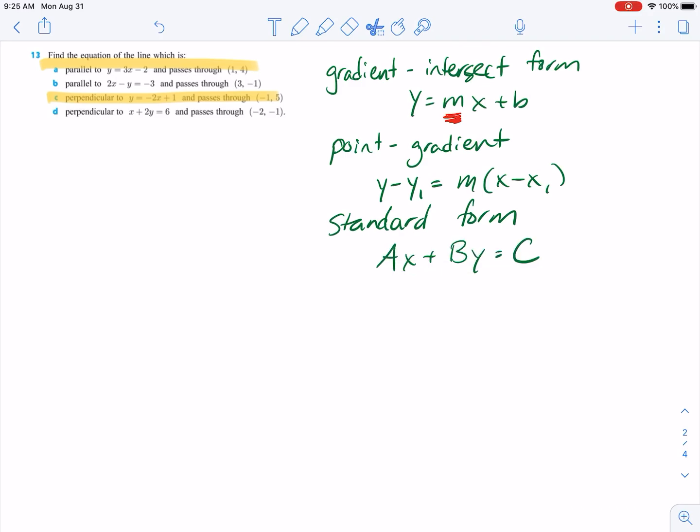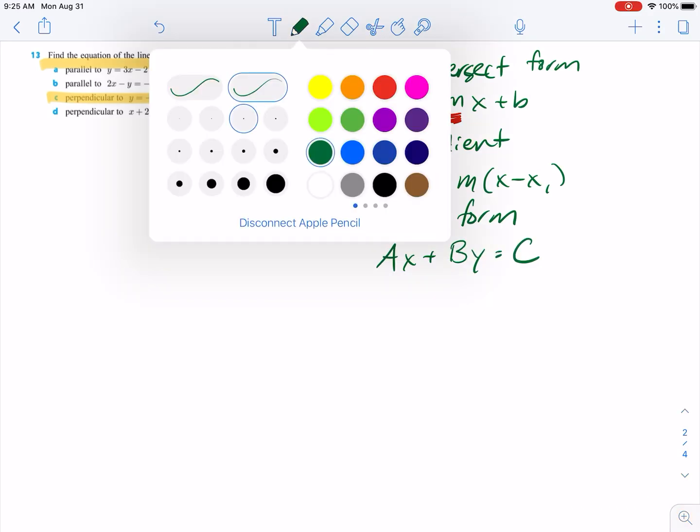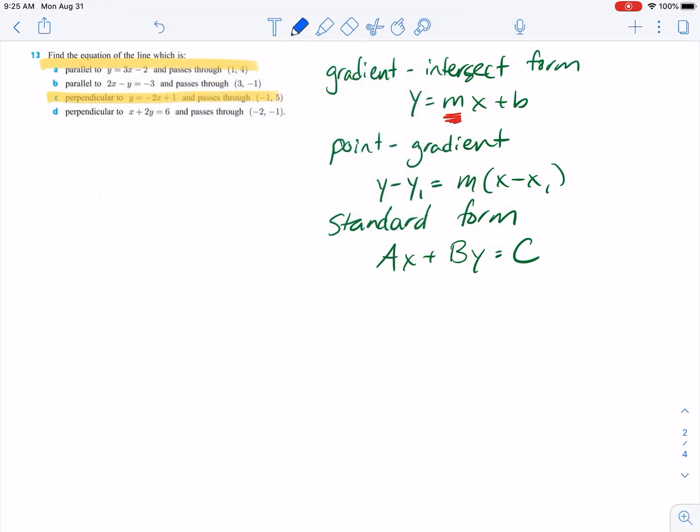In this particular problem, they say parallel to that line and passes through that point. They didn't tell us what form they wanted, so we really have a choice. But what we do know is that the gradient of that line is 3, and a parallel line will have the same gradient. So the gradient we want is 3, and it needs to go through the point (1, 4).